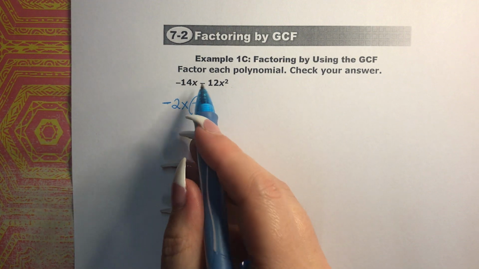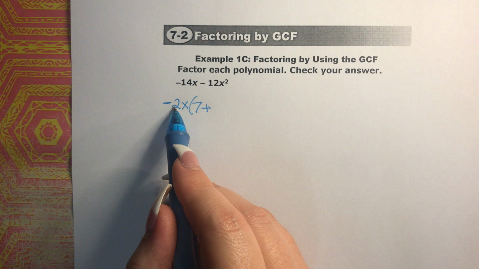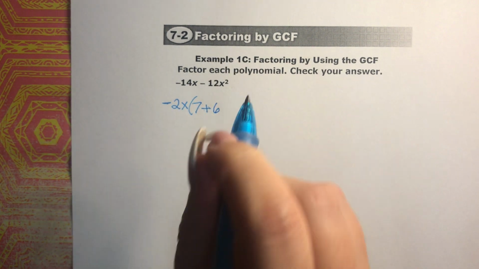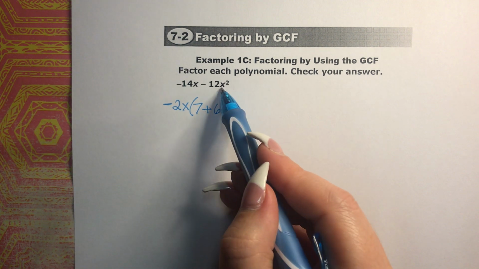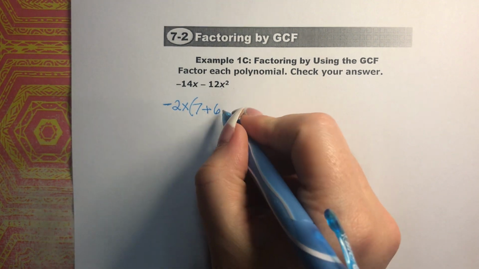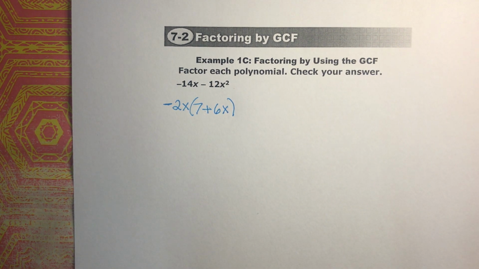A negative times a positive is a negative. And then I'm going to do the number. 2 times what is 12? 2 times 6 is 12, right? And then x times what is x squared? And x times x is x squared, right? So boom, there you have it.